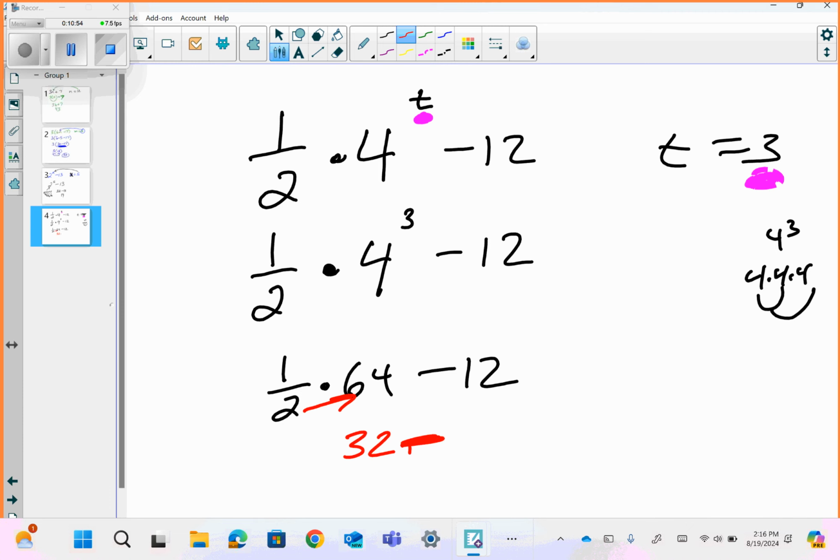32. Minus, that's a minus sign. So that gives me 20. Fist of 5. Where are you at? Fist of 5.